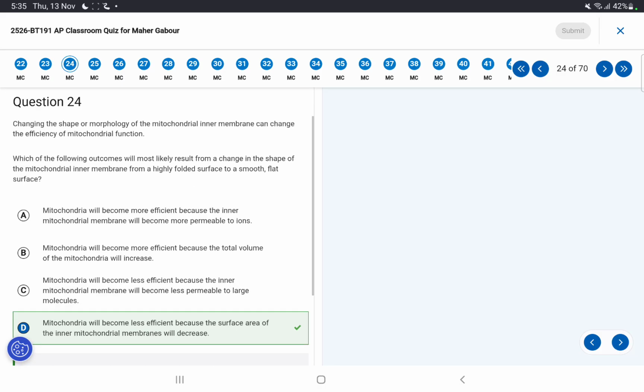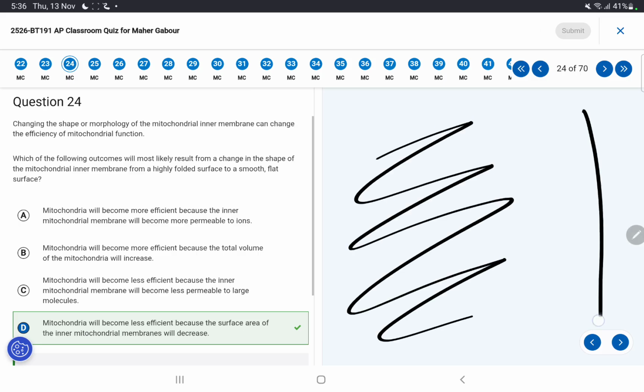Which of the following outcomes will most likely result from a change in the shape of the mitochondrial inner membrane from a highly folded surface to a smooth flat surface? If I take it from highly folded to flat, what will happen? What did we say? Highly folded means high surface area. High surface area means high efficiency. No folds means very low surface area. Very low surface area means very low efficiency. So the mitochondria will become less efficient because the surface area of the inner mitochondrial membrane will decrease.